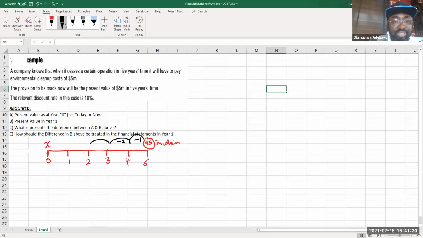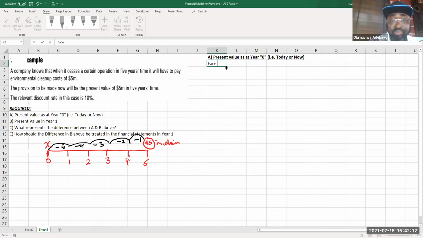Second time, don't stop there. Third time, don't stop there. The fourth time, and finally the what? The fifth time. Therefore, if that is the case, we say A. The face value of the obligation is 5 million.